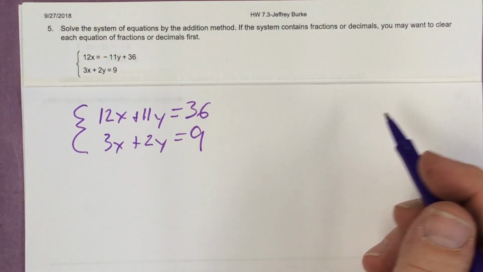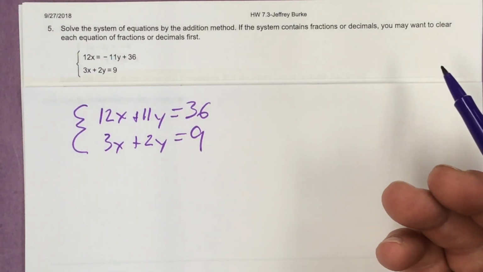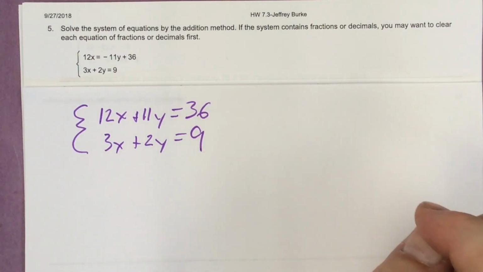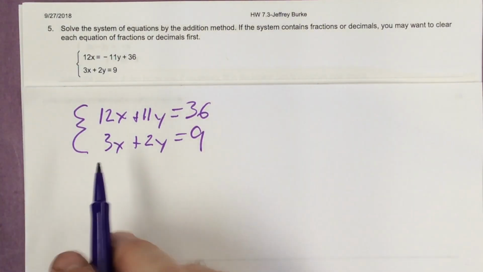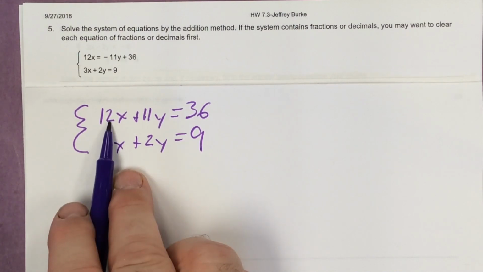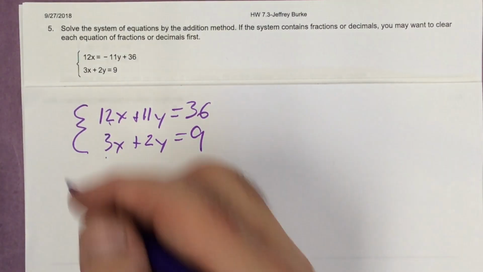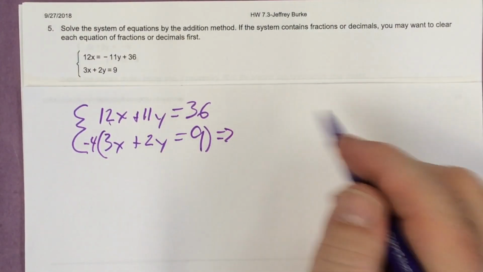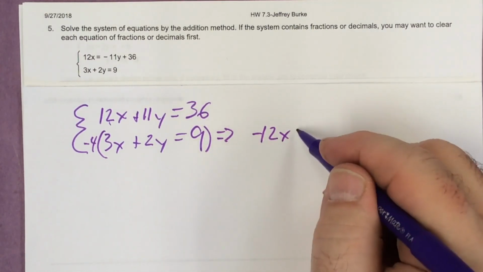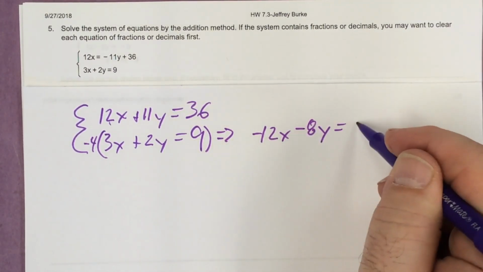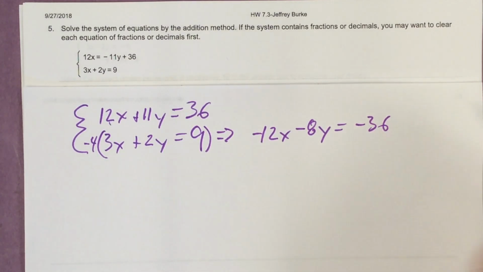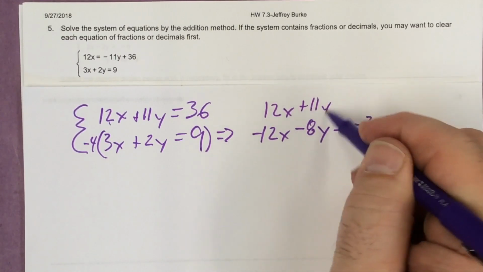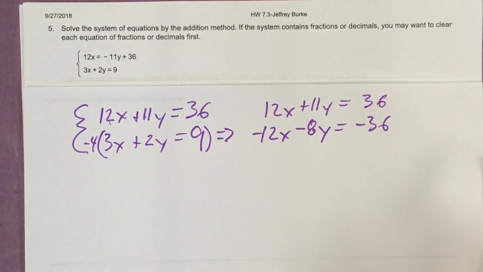For this one, I need to pick a variable to eliminate. I'm going to try to get one pair of variables that have the same number but opposite signs. I think the way to go is to take 3 times 4 to get 12, but it has to be negative 12 since it's going to be opposite in sign. So I'm going to multiply this through by negative 4, and I'm going to get negative 12x minus 8y equals negative 36. On the top, I'm just going to rewrite 12x plus 11y equals 36.